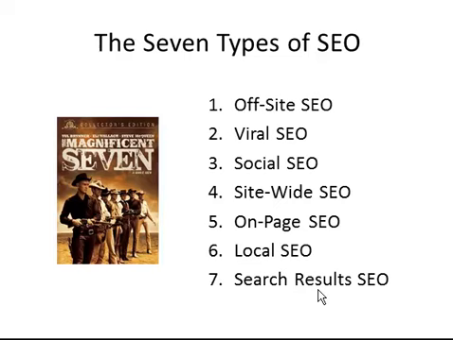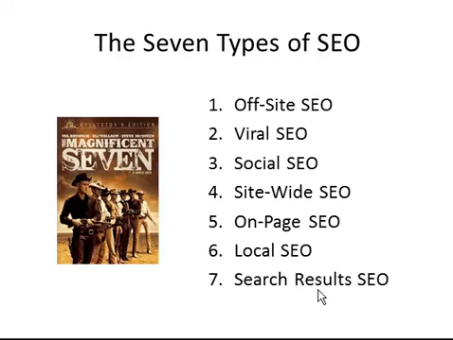This refers to techniques used to improve your SEO standings, which are applied across your entire website. The fifth type is on-page SEO. This refers to SEO techniques that apply to the content on one particular page.